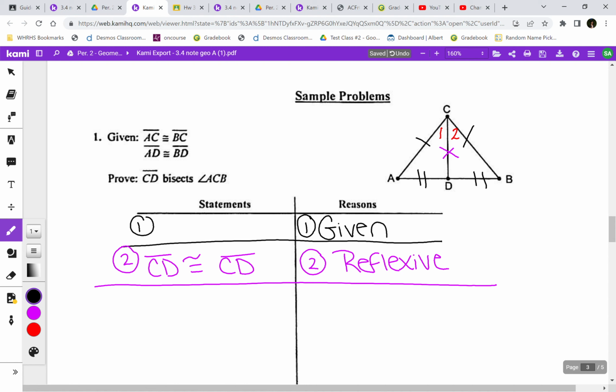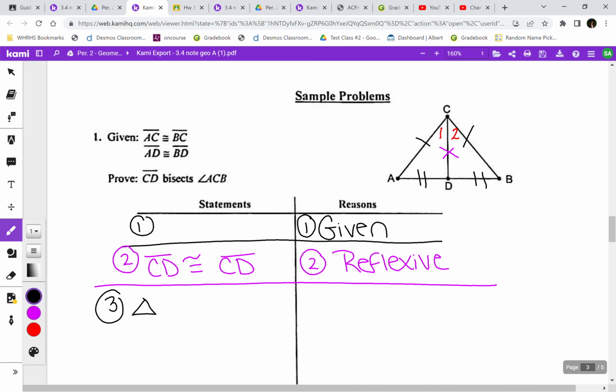Do I now have enough to say the triangles are congruent, Max? Yeah. By what method, Max? Side. Excellent. So if you don't find a vertical angle, is it always going to end up being reflexive? It's either going to be vertical angle or reflexive. That's assuming that we didn't have enough from the given. Yep, exactly.